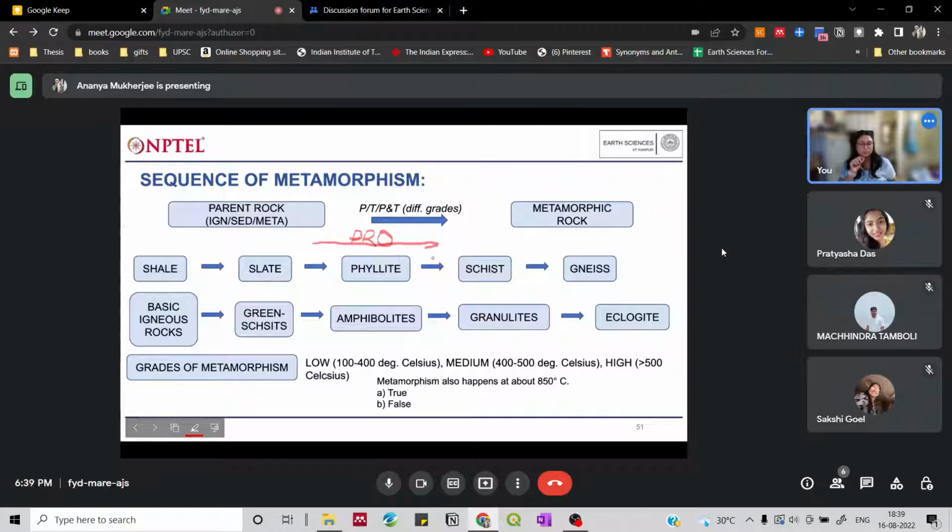Okay, suppose you have schist. Now if the schist is later uplifted, suppose from depth it is brought on top. Because it is coming on top, it might be getting a temperature difference and a pressure difference.